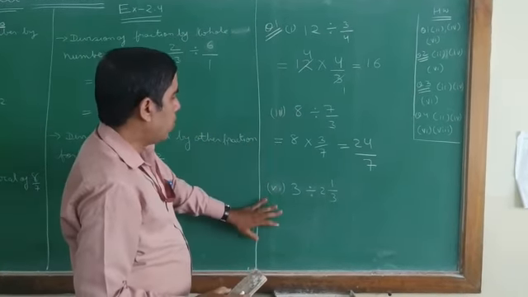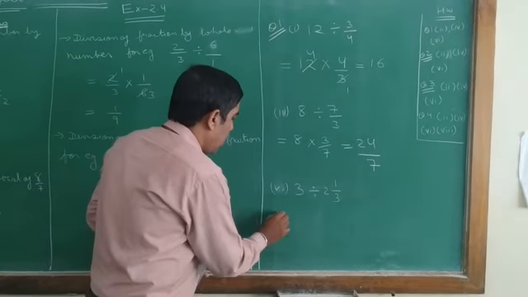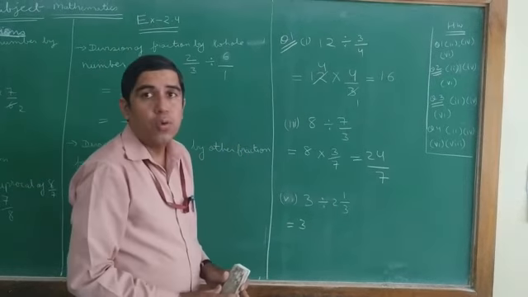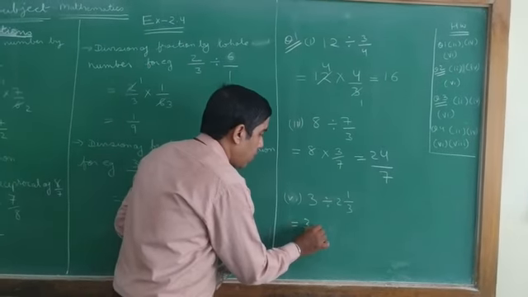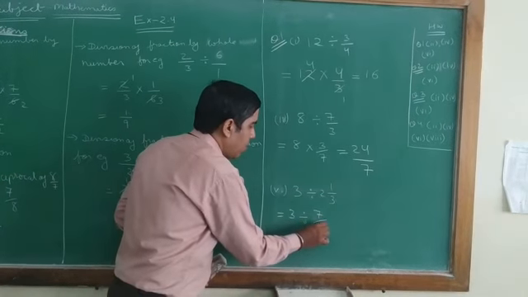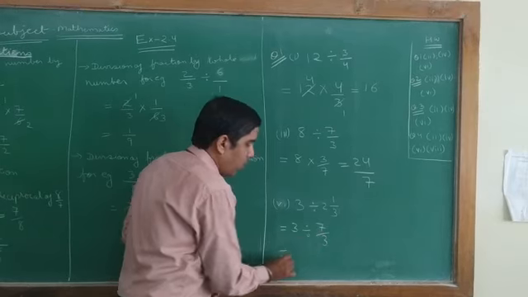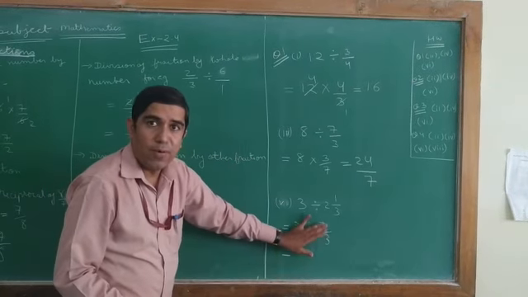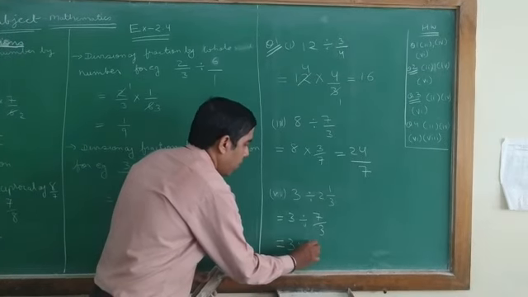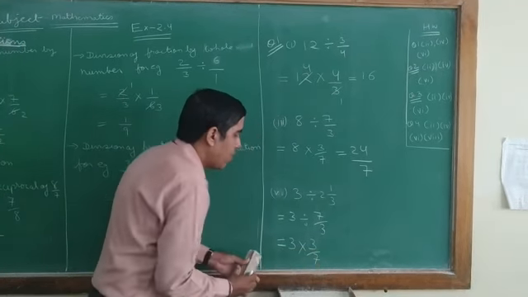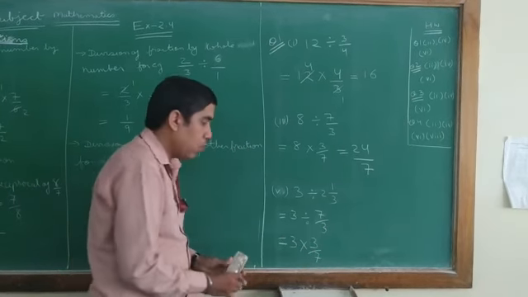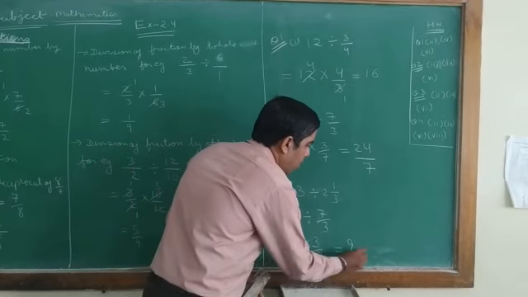Now the fifth part. Now 3 divided by, first I convert this mixed fraction to a fraction. So it comes like this: 3 divided by, 3 sixes are 6, 6 plus 1 is 7, 7 by 3. Now I will take the reciprocal of this. What is the reciprocal of 7 by 3? It will be 3 by 7. So 3 multiplied by 3 by 7. You can see 7 is a prime number and this number is not a multiple of 7, so it will not cancel out. The answer is 9 by 7.